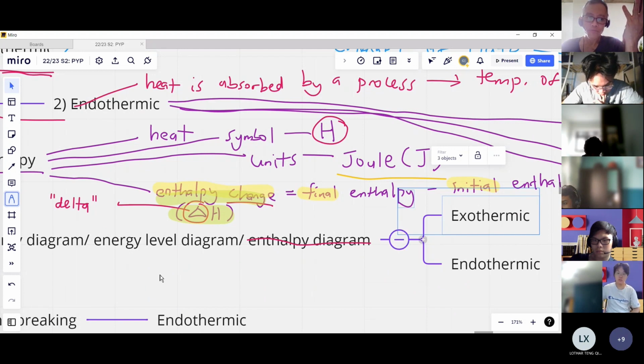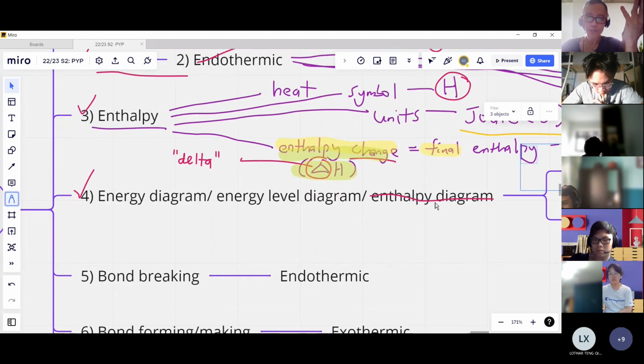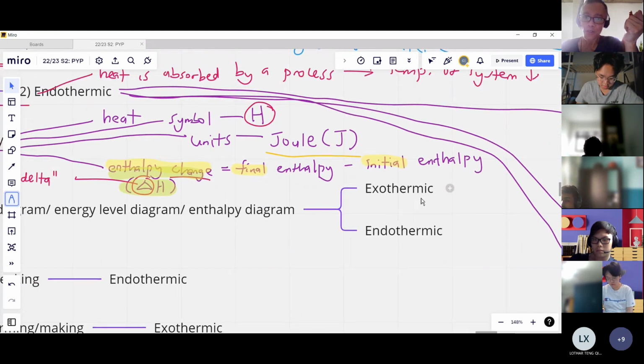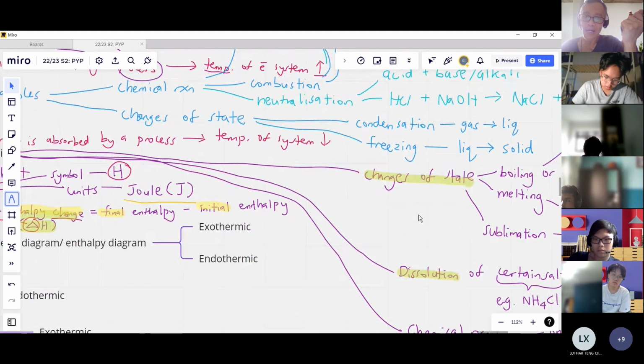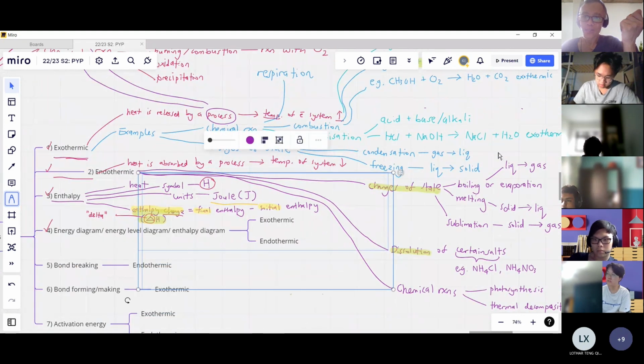Lastly, we did mention the energy diagram. Sometimes they call it energy level diagram or sometimes entropy diagram. These three terms refer to the same thing, so do not be confused. And of course, you're expected to draw for both. Usually for the exam, one of these will come up, either exothermic or endothermic. And for exothermic, it's going to look like this.